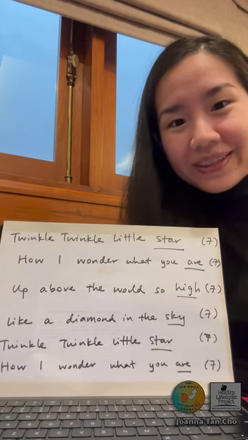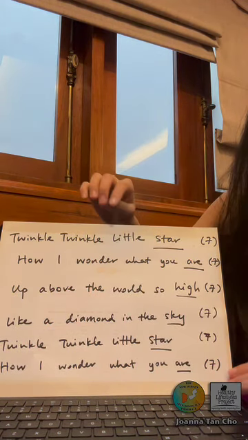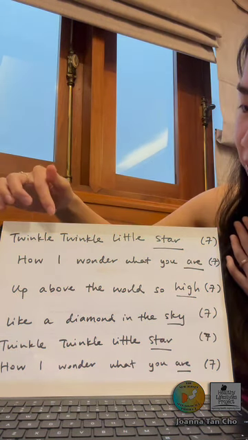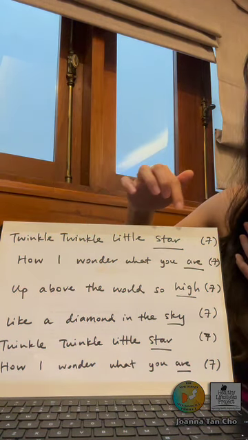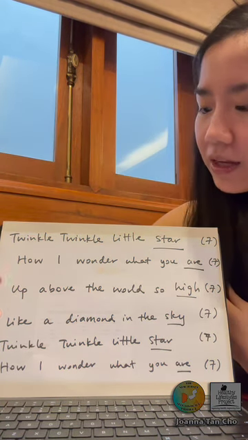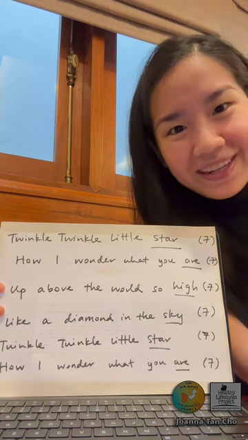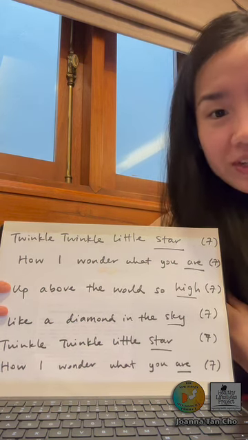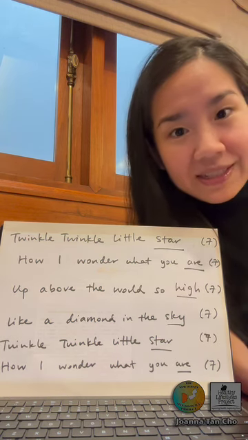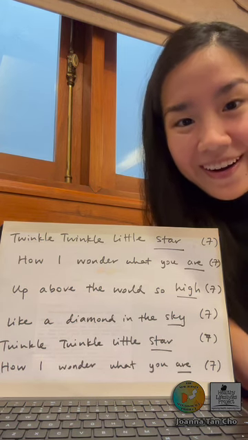So in Twinkle Twinkle Little Star, we have a very simple structure where you see a total of 6 lines, starting with Twinkle Twinkle Little Star, how I wonder what you are. Those are our first 2 lines. And then we go into up above the world so high, like a diamond in the sky. Those are our next 2 lines. Lastly, it repeats the start. Twinkle, twinkle, little star, how I wonder what you are.